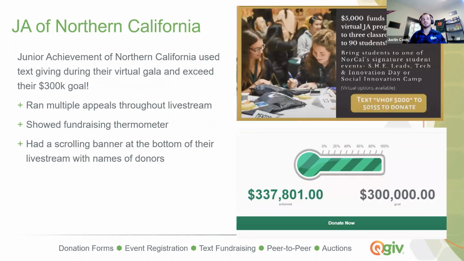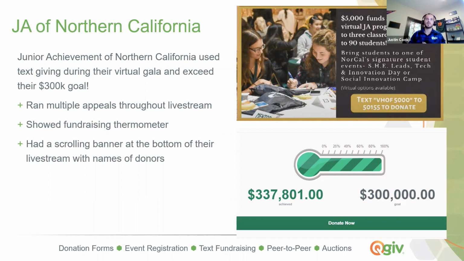Another great example is Junior Achievement of Northern California. They used text giving during their virtual gala, and they exceeded their $300,000 fundraising goal. Throughout the live stream, they ran multiple appeals. As you can see here, they have their fundraising thermometer, and when they were running those appeals, they included their text to donate keyword and their text phone number as well, 50155.